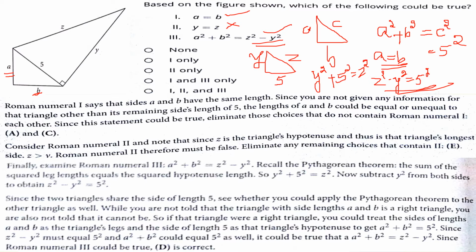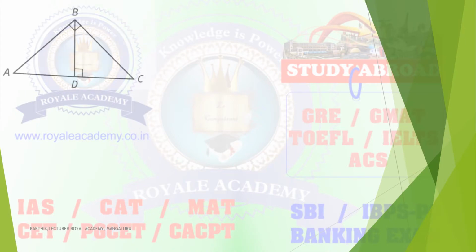So two statements are correct. Which ones? The first as well as the third one is correct. So the fourth option, option D, is the correct answer for this question. I hope all of you understood. The second one, y is equal to z, is not possible because it does not satisfy the Pythagoras theorem. The other two relations follow the Pythagoras theorem.